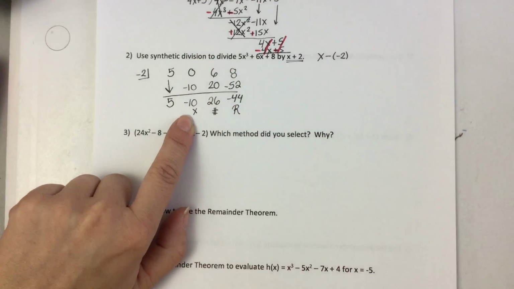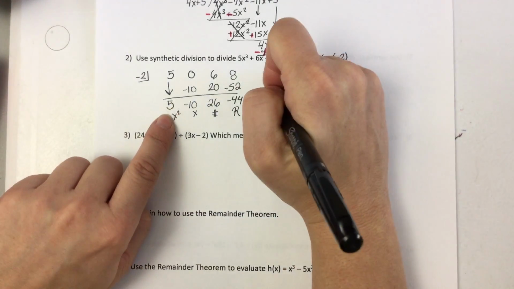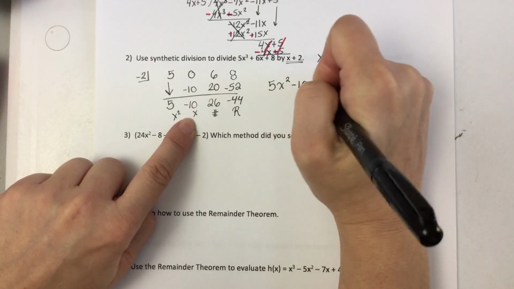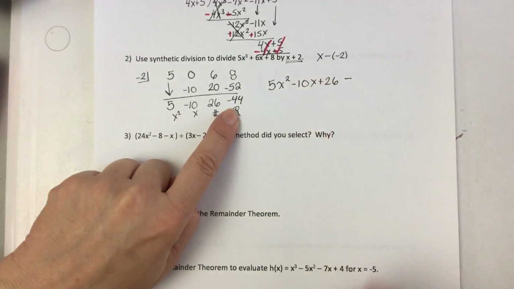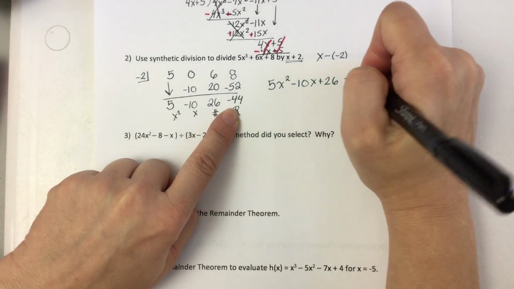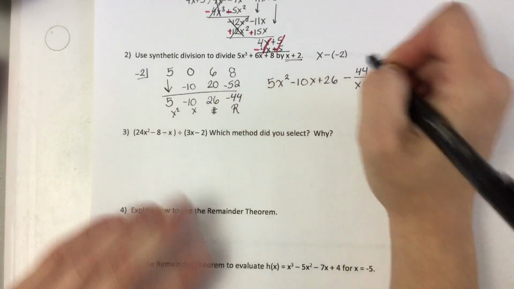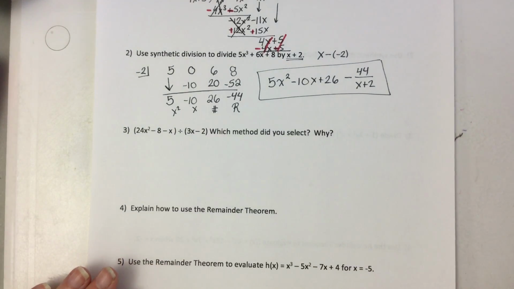Next to your remainder is your constant. Next to your constant, you would have a single variable, and here I'd have x squared. So my solution would be 5x squared minus 10x plus 26. My remainder is negative, so it's minus 44 goes over your divisor, which is x plus 2. So this time we use synthetic division and we had a remainder.